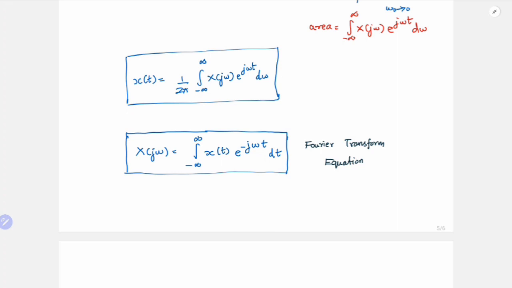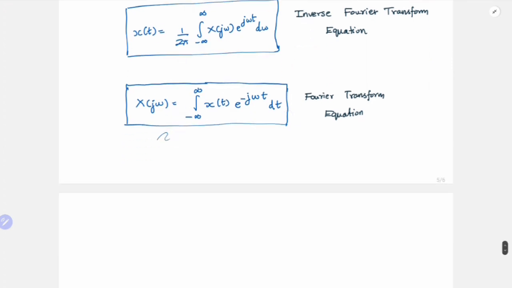In the periodic case, we had omega as harmonics, right? Harmonic relations of omega naught. But here it is continuously varying. So then we have the integral instead of a summation. So this is called the inverse Fourier transform equation, because we are inverting the Fourier transform back to x of t. So this is the inverse Fourier transform equation.